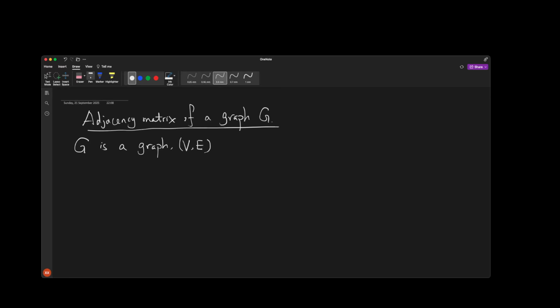And so suppose the vertex number of G is n. It has exactly n vertices. Then we will define the so-called adjacency matrix, which depends on G of course, to be an n by n matrix. So the definition is pretty simple.